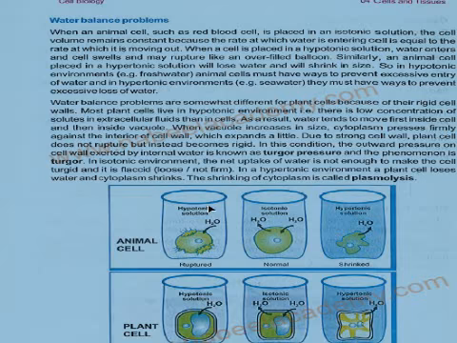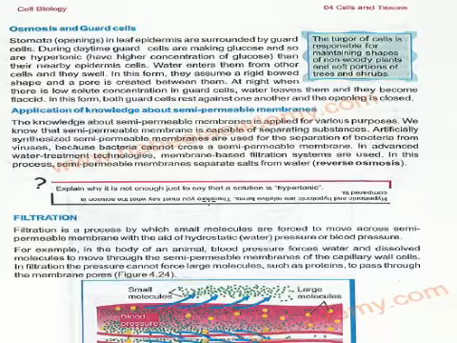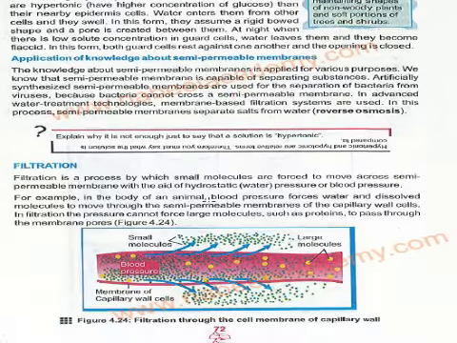This page number 71 is omitted, 72 is also omitted. Now we are going to start filtration. What is filtration? Filtration is a process by which small molecules are forced to move across a semi-permeable membrane with the aid of hydrostatic pressure or blood pressure. So what actually is filtration? Filtration is the process by which small molecules are forced to move across a semi-permeable membrane with the help of hydrostatic pressure. Hydrostatic is related to water pressure or blood pressure.